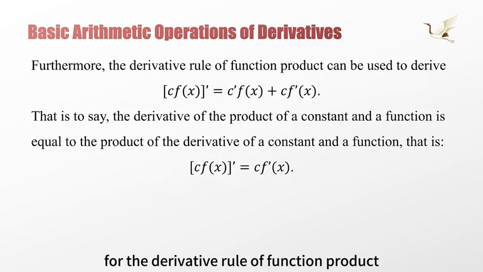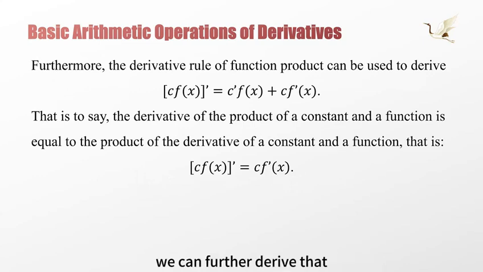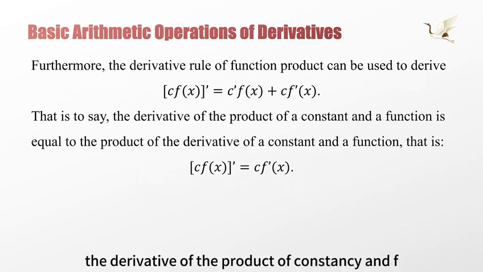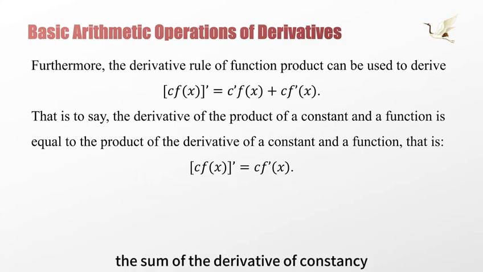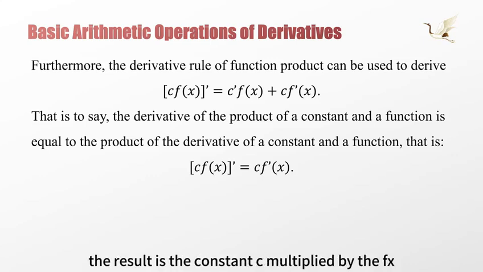Specifically, from the derivative rule of function products, we can further derive that the derivative of the product of a constant c and f(x) is equal to the derivative of c times f(x) plus c times the derivative of f(x). Since the derivative of constant c is 0, the result is the constant c multiplied by the derivative of f(x).